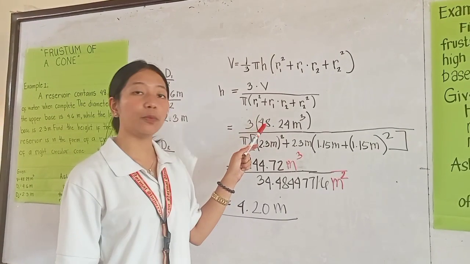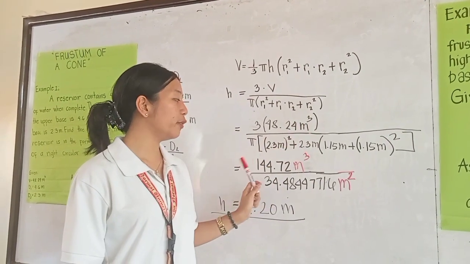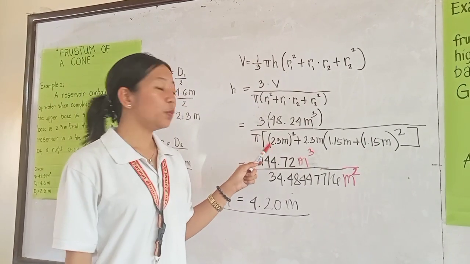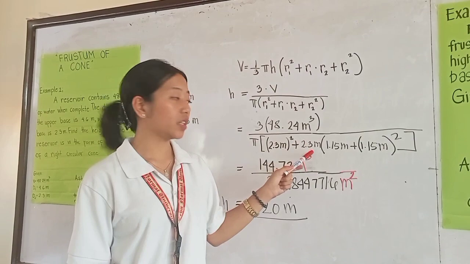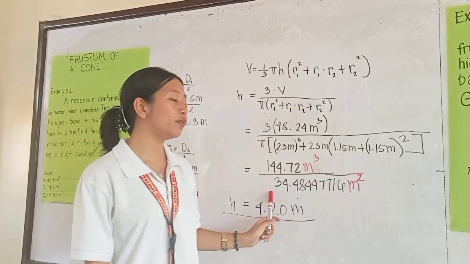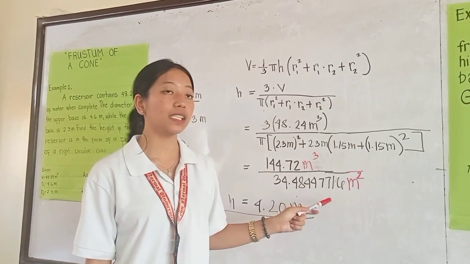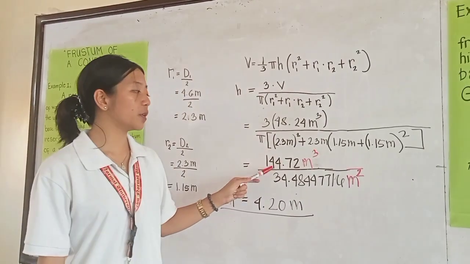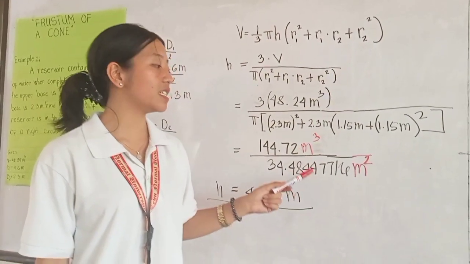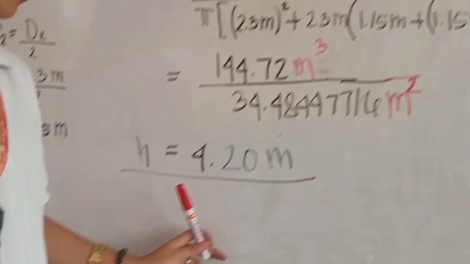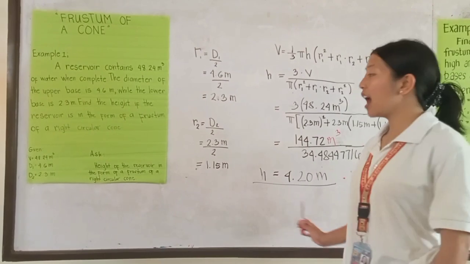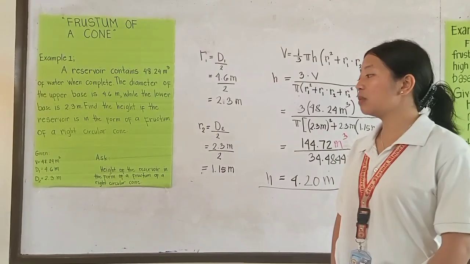So 3 times 48.24 cubic meters is equal to 144.72 cubic meters. And pi times 2.3 meters squared plus 2.3 meters times 1.15 meters plus 1.15 meters squared is equal to 34.484 4.7716 meters squared. So 144.72 cubic meters divided by that is equal to 4.28 meters.